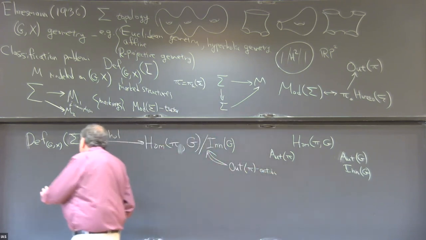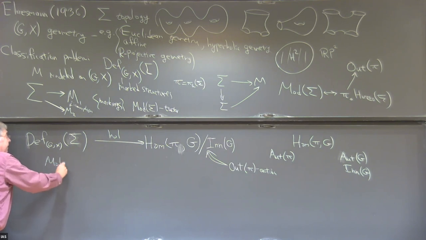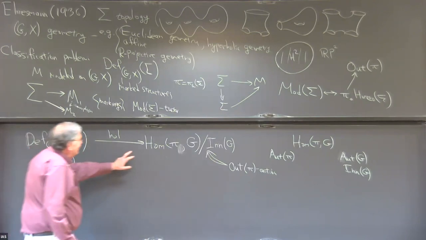And the choice of change of markings is given by an action of the mapping class group on this side. And this map is equivariant. Okay, so everything comes down to the h-principle, right? And so the h-principle applies here.